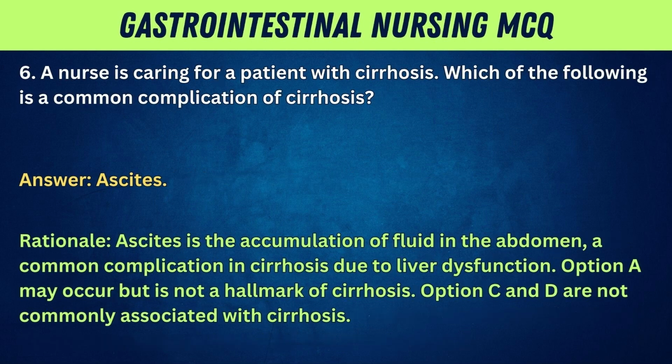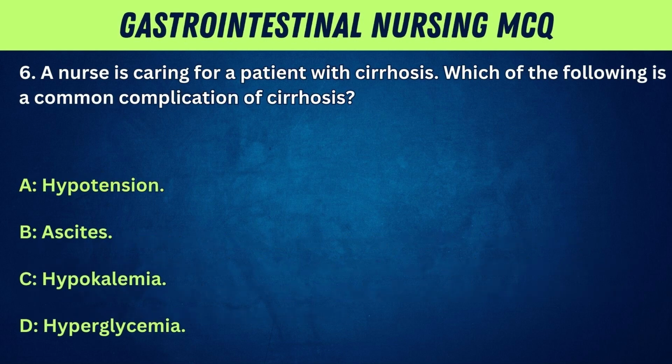6. A nurse is caring for a patient with cirrhosis. Which of the following is a common complication of cirrhosis? A. Hypotension. B. Ascites. C. Hypokalemia. D. Hyperglycemia. Answer: ascites.